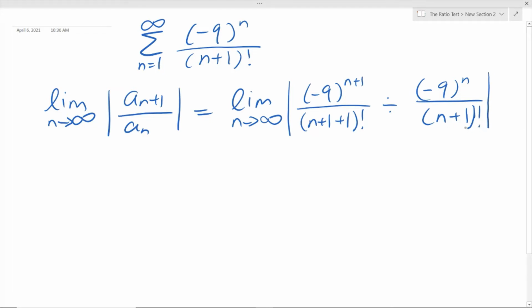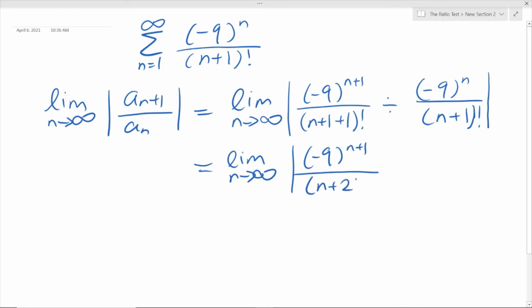And then now we have to recognize that this is division, so we can just change it to a multiplication symbol and flip the second fraction. Here n plus 1 plus 1 is just going to be n plus 2. So we're going to write n plus 2. And then we change this to multiplication and flip this.